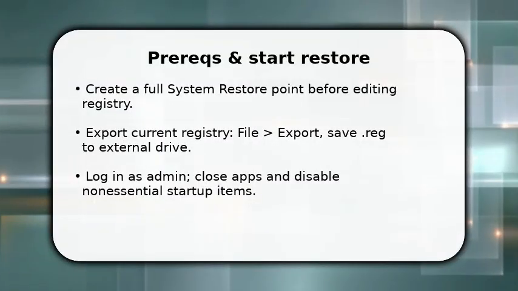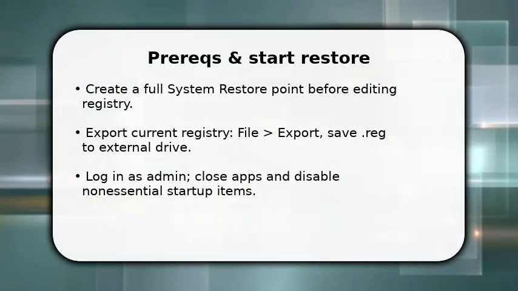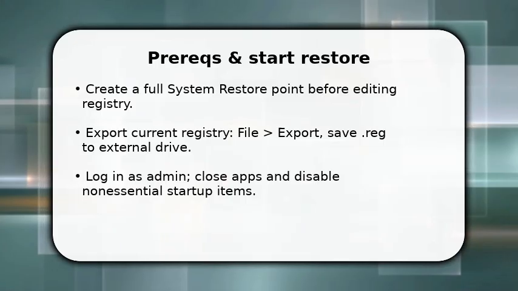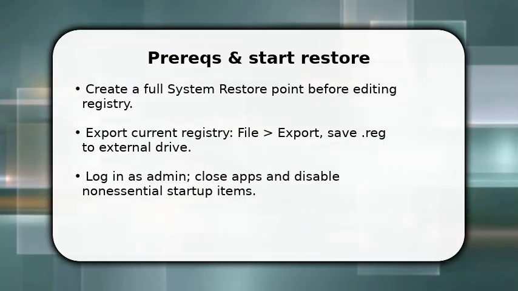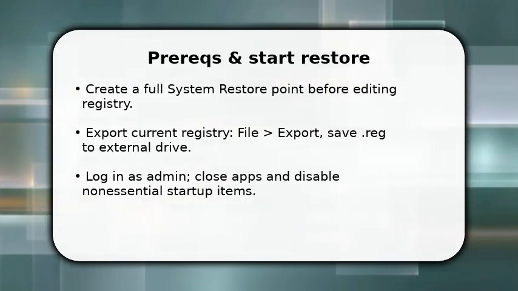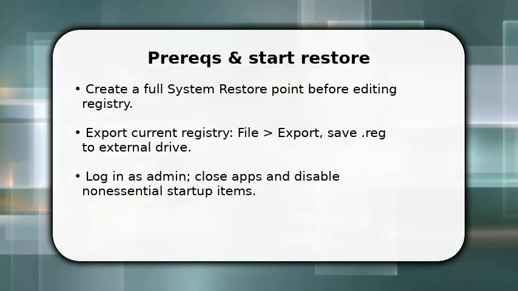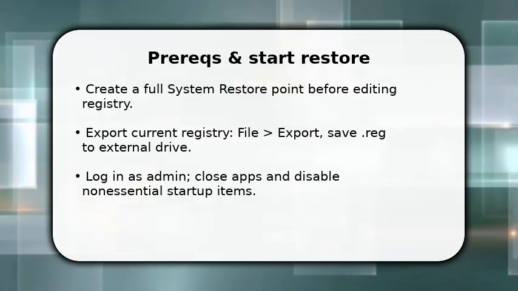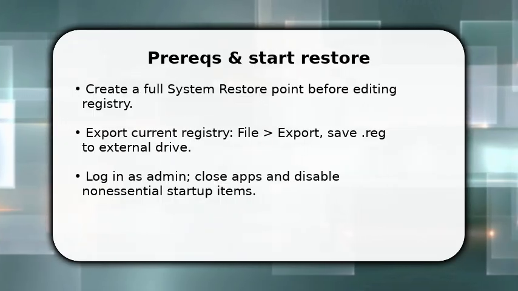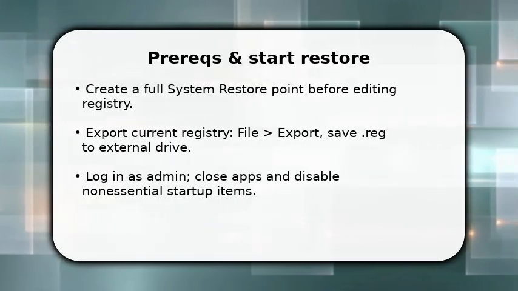You will act now. Open Start, type Regedit, then run Registry Editor as administrator. Once open, navigate to File Export and save a backup .reg to external media so you can revert. Make a system restore point from Control Panel recovery for extra safety. You need admin privileges and patience.